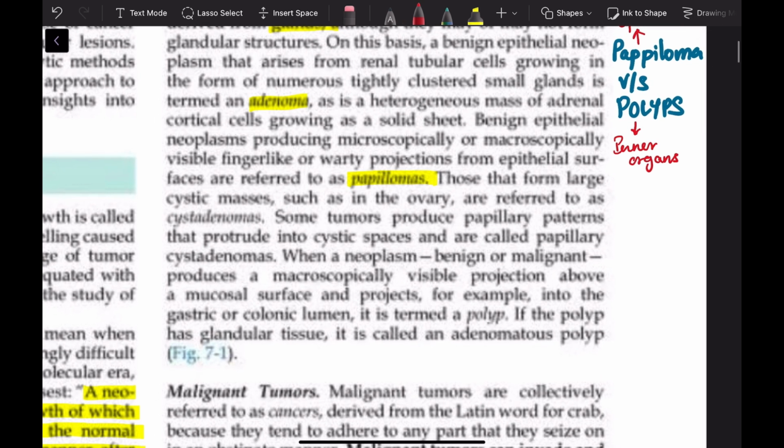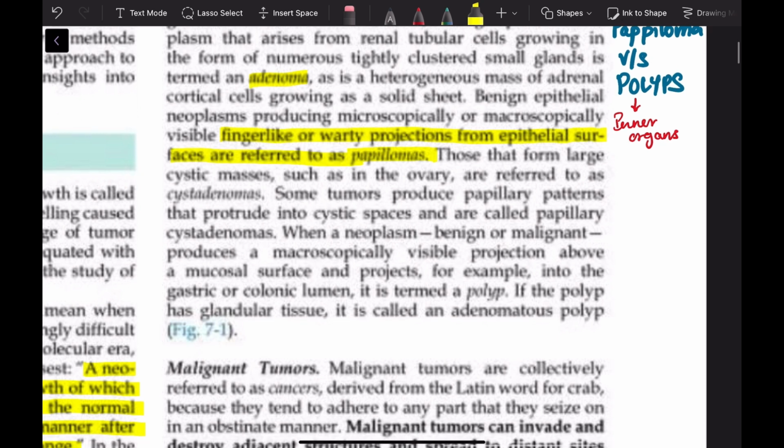Okay, so finger-like or warty projections from epithelial surfaces are referred to as papillomas, and those from large cystic masses such as in the ovary are called cystadenomas. Okay, in the ovaries we call them cystadenomas. Some tumors produce papillary patterns that protrude into cystic spaces, and it is called papillary cystadenoma. We have papillomas, we have cystadenomas, and cystadenomas that have papillary patterns are called papillary cystadenoma.